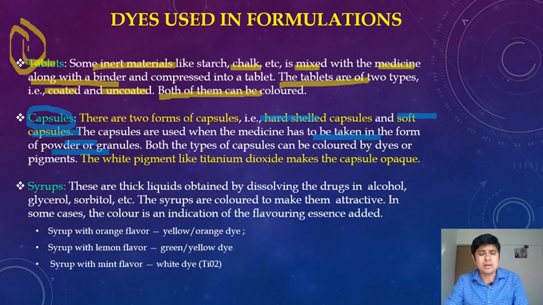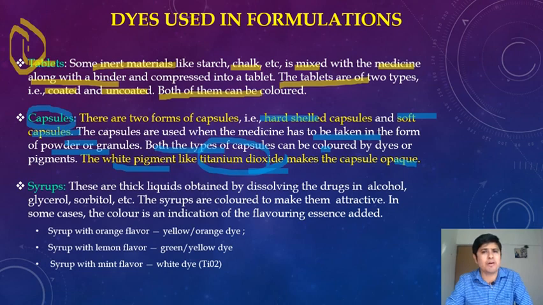See here, both types of capsule can be colored by dyes or pigments. White pigments like titanium dioxide make the capsule opaque. The white pigment titanium dioxide makes the capsule what? Opaque.